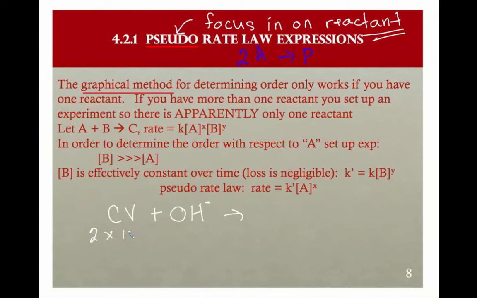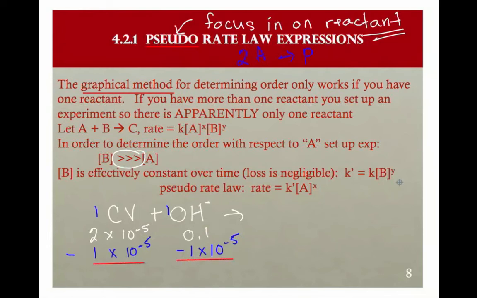Now, we started, let's say, with 2 times 10 to the minus 5th molar of this. I don't remember the exact molarities, but it's going to be on that order. And 0.1 molar of that. So what we did is we made our hydroxide much, much greater than our crystal violet. So let's take a look at this halfway through the experiment. If I've lost 1 times 10 to the minus 5th, and this is a 1 to 1 mole ratio, that means I've also lost 1 times 10 to the minus 5th of my hydroxide.